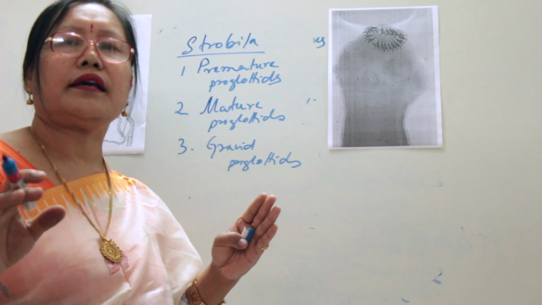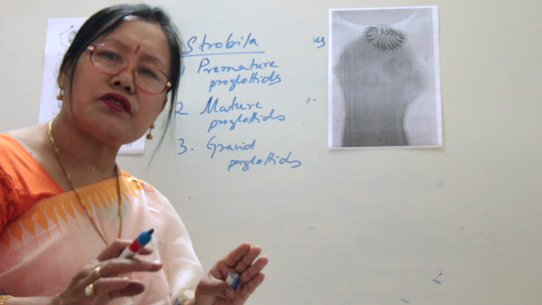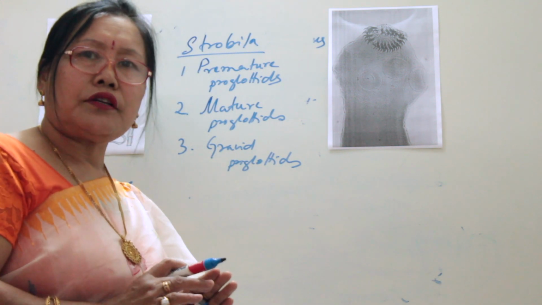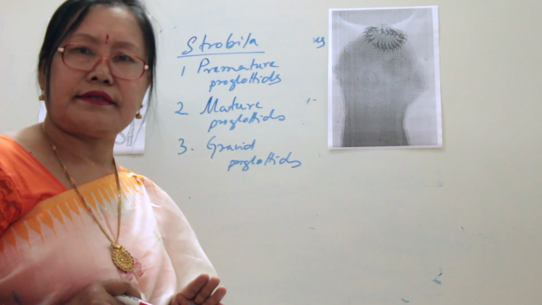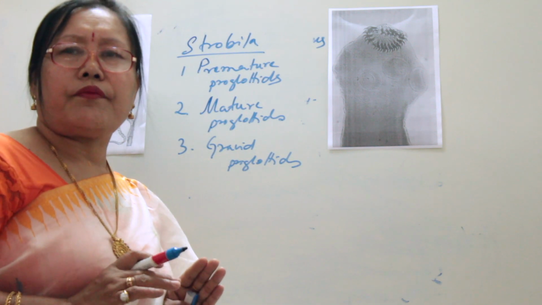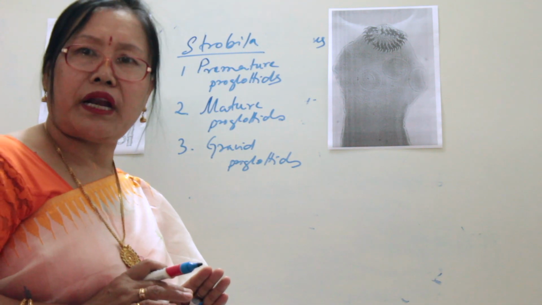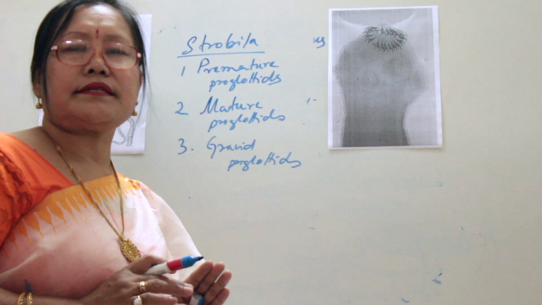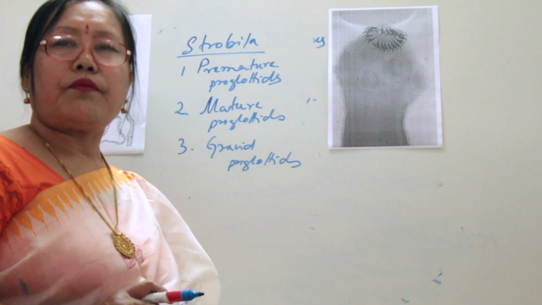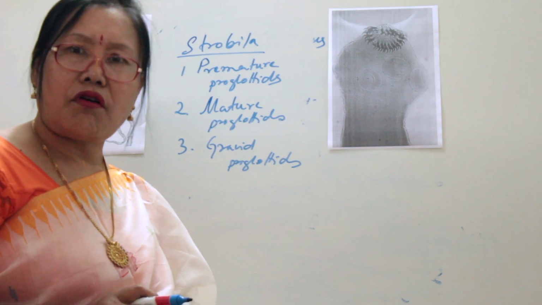This strobila is usually made up of different segments. Each segment is known as a proglottid, and there are about 1 up to 900 proglottids present in a tapeworm. The length of the tapeworm may be 2 to 3 meters normally, but in some cases very long tapeworms are also found that are up to 8 meters long.